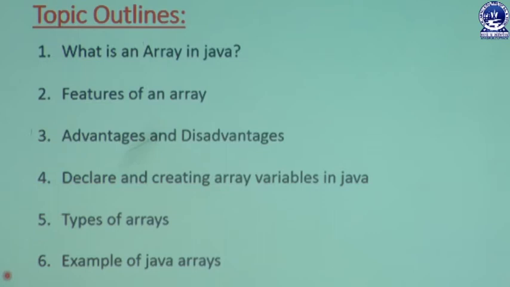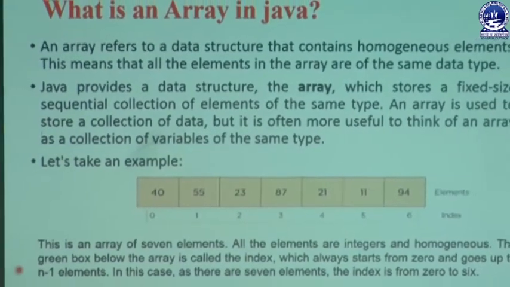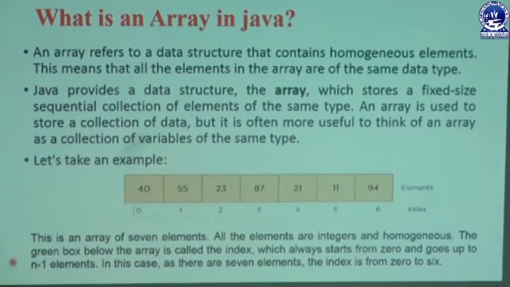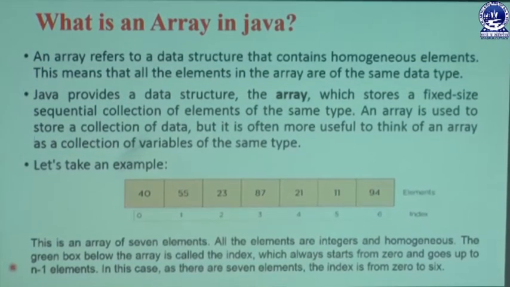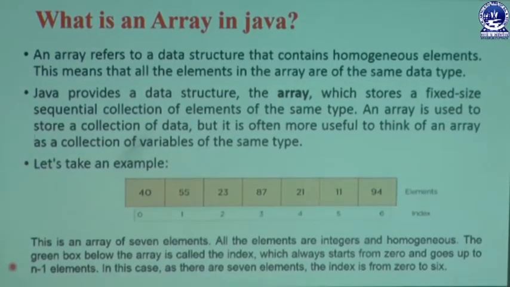First of all, we will discuss what an array is in Java. An array is a collection of similar type of elements which are stored in a specific memory location. Otherwise, you can say Java provides a data structure, the array, which stores a fixed-size sequential collection of elements of the same type. An array is used to store a collection of data.